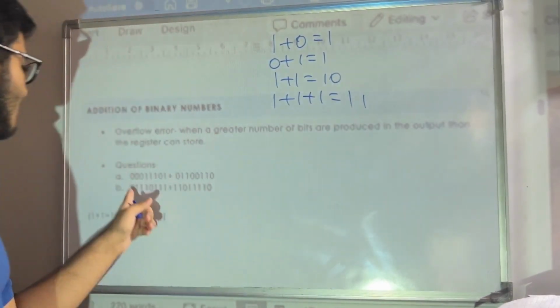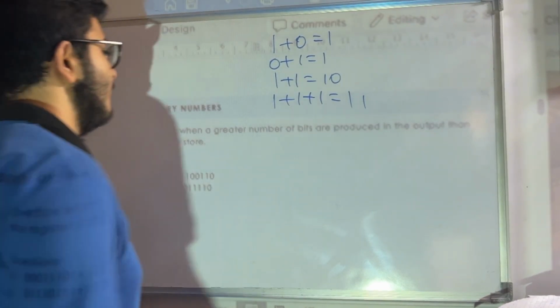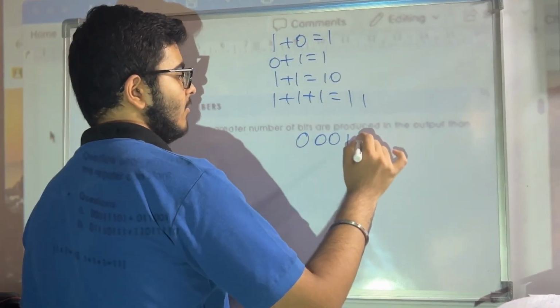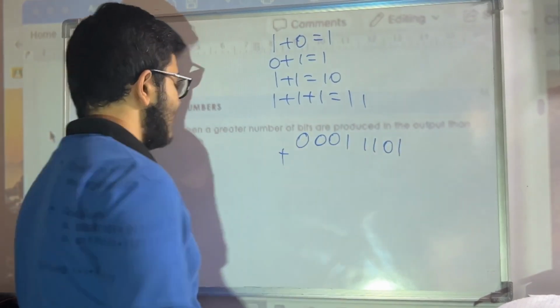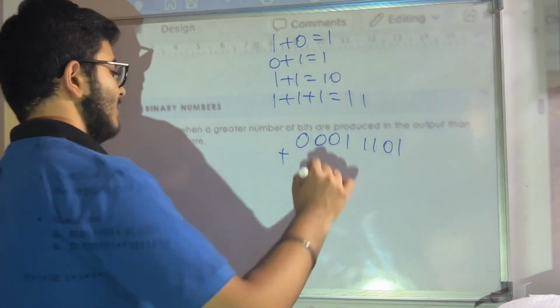Okay, let's pick up the first question from the exercise. 0001 1101. Let's add that to 0110 0110.